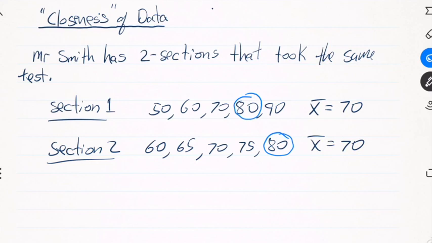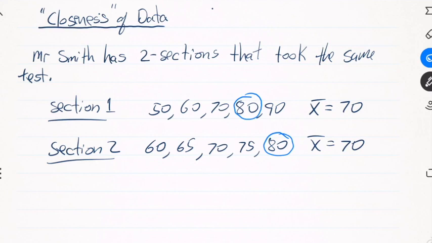In the first class, he is number 2 in the class. In Section 2, she's number 1. So this 80 does not represent the same type of 80, even though the averages of both classes are exactly the same.